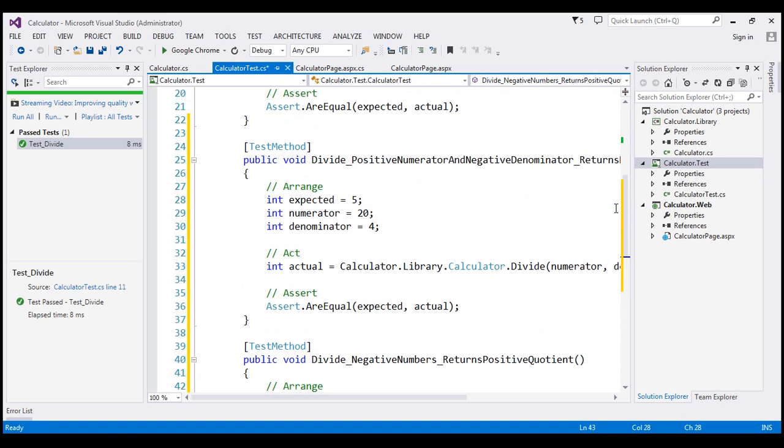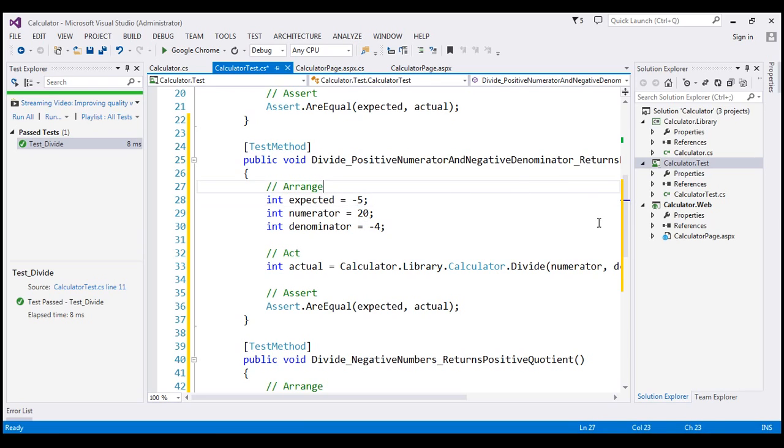In this unit test, we are passing positive numerator and negative denominator. So numerator is going to be negative. Denominator is going to be negative. Numerator is positive. And what are we expecting back? We are getting a negative quotient.